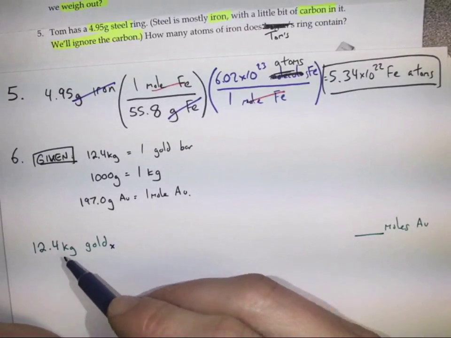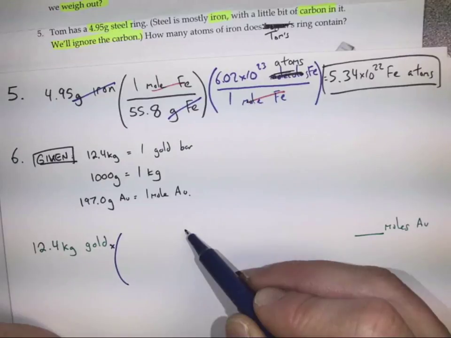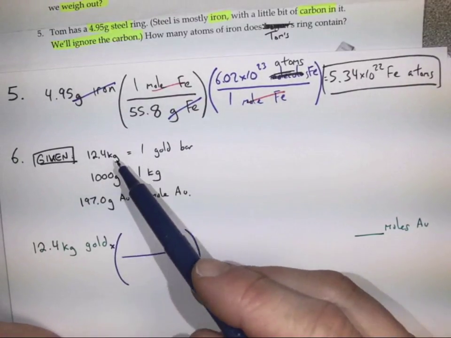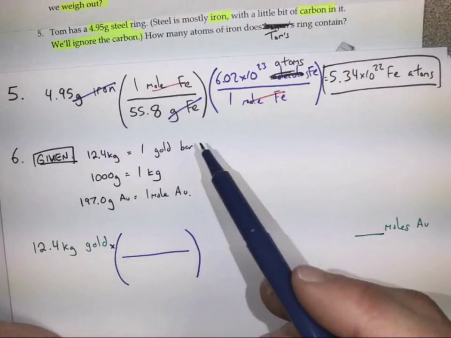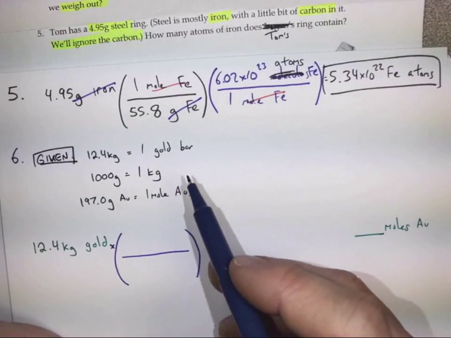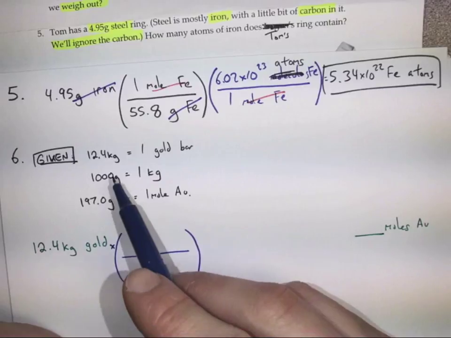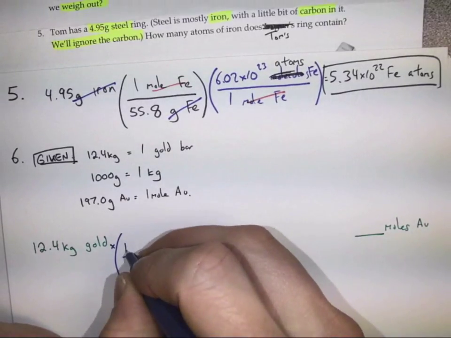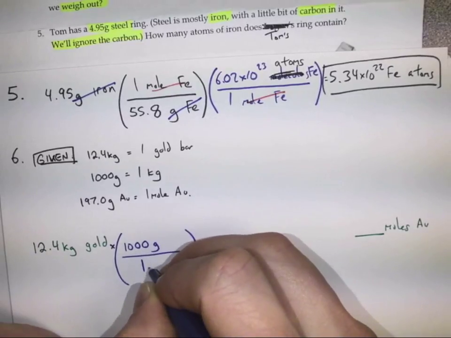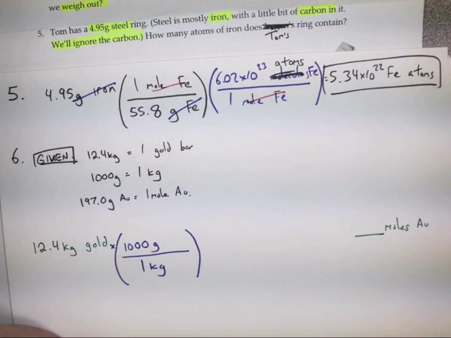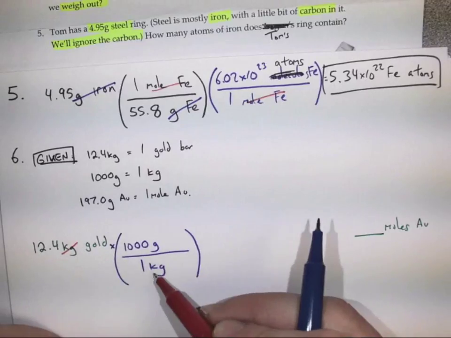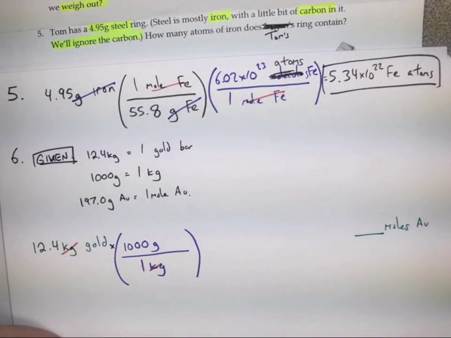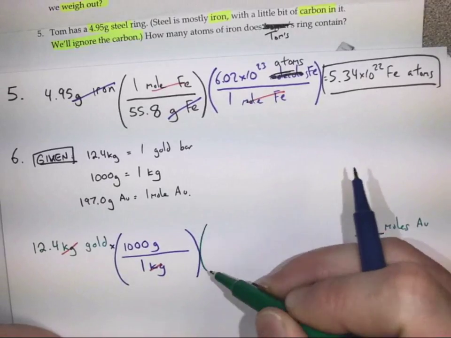So we've got to convert this to something. Let's look in our given section, and well, I can convert kilograms into what? I can convert into gold bars. That's fine, but that's not really a unit that's helpful to me. So maybe I should go in the other direction. I can convert it into grams. So I'll say 1,000 grams is equal to 1 kilogram. I put the kilograms on the bottom because I want the kilograms to cancel out, because grams can be useful in converting things into moles.